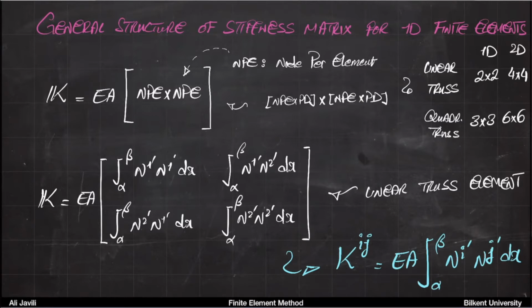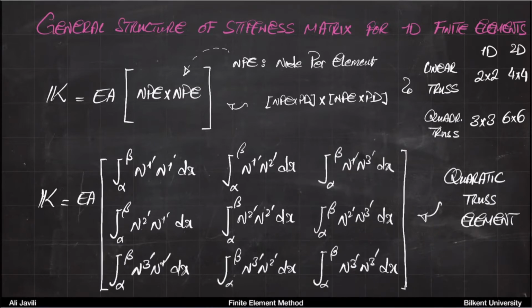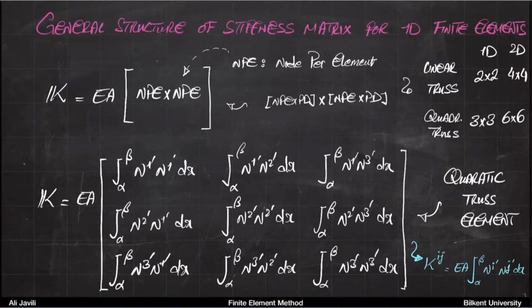I'm going to just copy the same thing and bring it to the next slide here. And here you can see also that the same thing holds too. Okay, so that Kij is EA integral from alpha to beta of Ni prime and Nj prime dx holds. Okay, so this is our next mission basically.